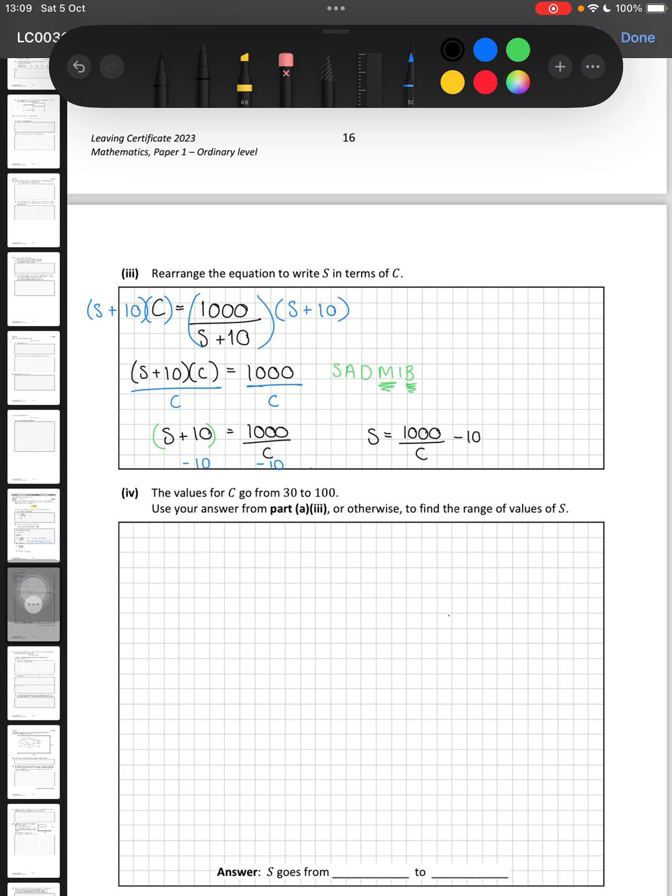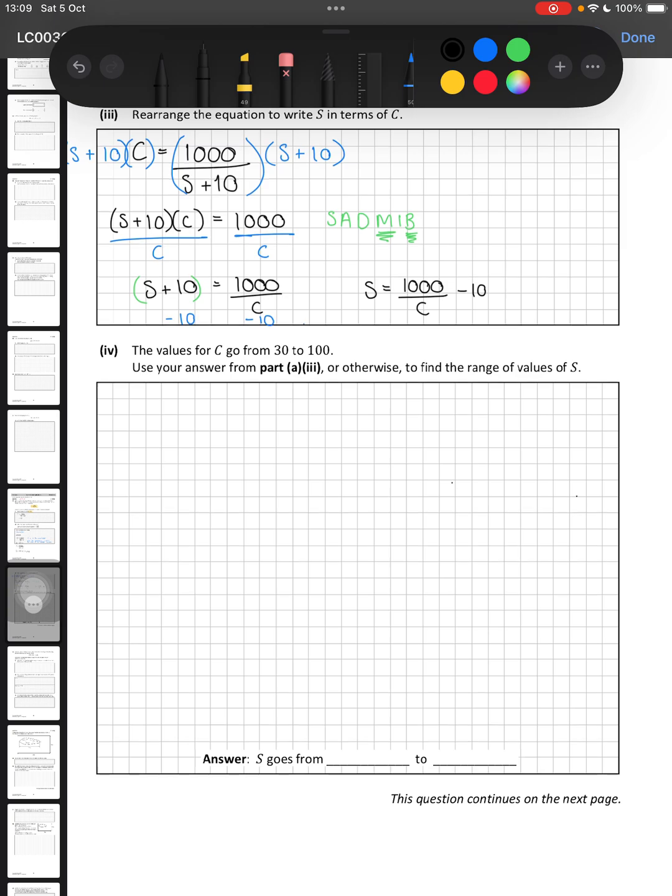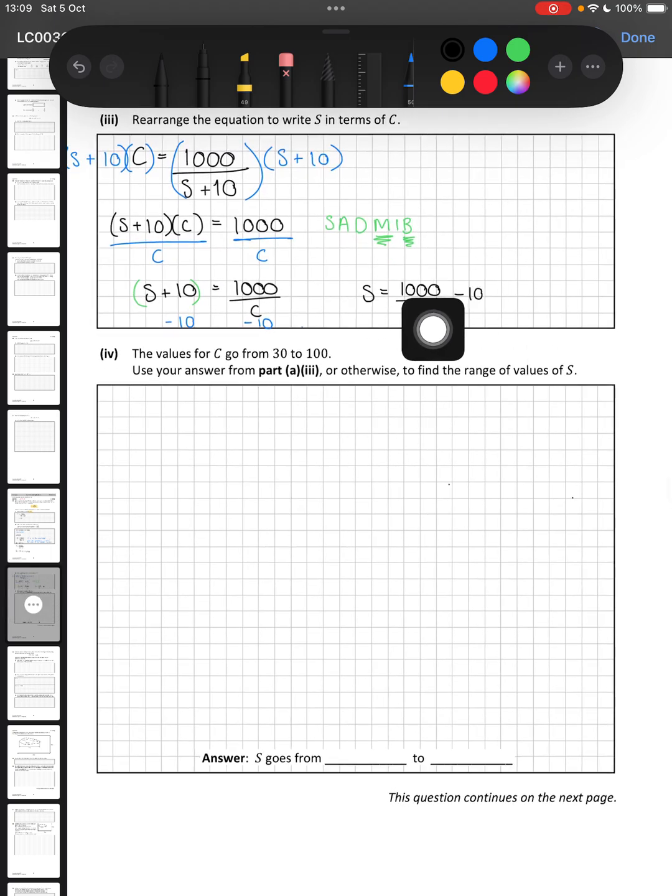The values for c go from 30 to 100. Using your answer from this part, so straight away I'm going to take down my answer from that part: it's 1,000 over c, take away 10. Using that, or otherwise, if you see a different method, you need to find the range of values for s. So what can s go between? What range does it have?